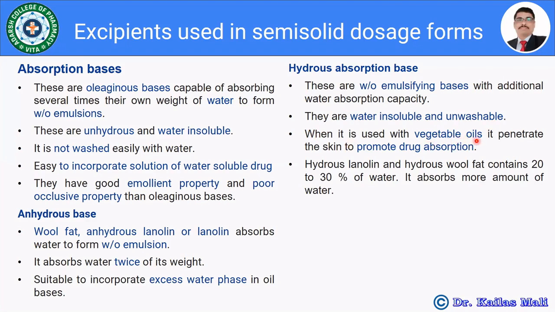When it is used with a vegetable oil, it penetrates the skin, and furthermore, it is going to promote drug absorption. If we use the hydrous absorption base along with the vegetable oil, it is going to enhance the drug permeability or absorption. So the hydrous lanolin and hydrous wool fat contain 20 to 30% of water. These are the examples of the hydrous absorption bases. It absorbs more amount of water, isn't it? So this is about the absorption bases.